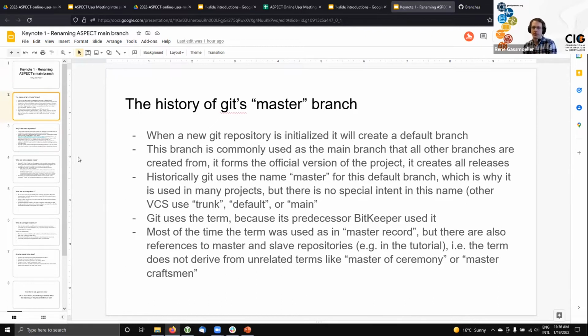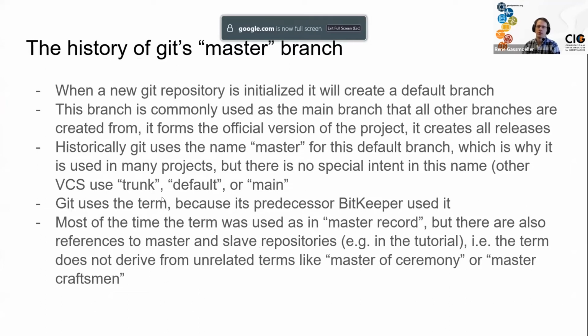As I mentioned, the historic term for this is master, which is why this name is used in many Git projects. But it's important to understand that intrinsically this name has no meaning to Git. Other version control system software use other names, like trunk in Subversion. Other projects use default or main. Git uses this term because the predecessor it is modeled on, a software called BitKeeper, used the term. And most of the time, this term was used as in master record in BitKeeper. But in a lot of the documentation of BitKeeper, there are also references to master and slave repositories, i.e. this term derives from the master-slave relationship between repositories or branches.